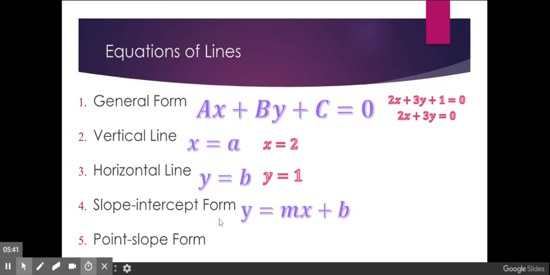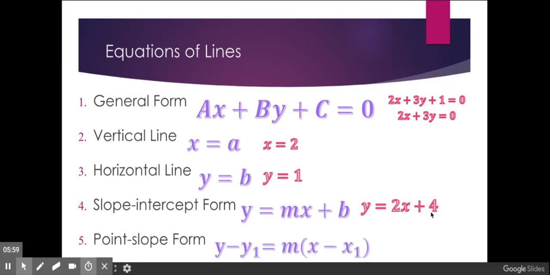Then we have the slope-intercept form. This one is really most commonly used, y equals mx plus b. So m is always our slope, b is always our intercept, our y-intercept. And so an example, you could have y equals 2x plus 4.